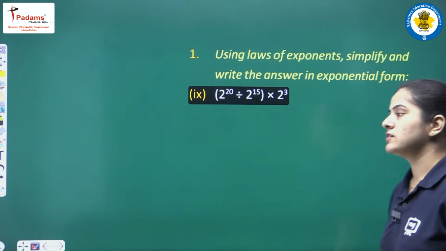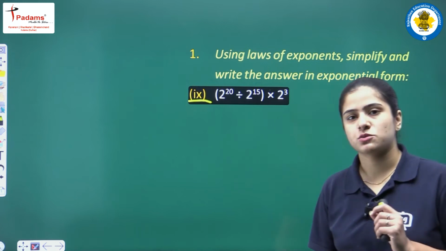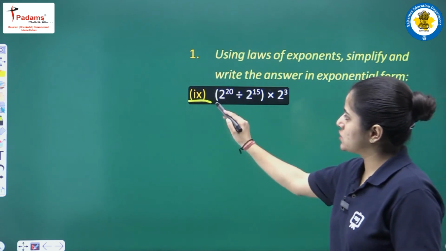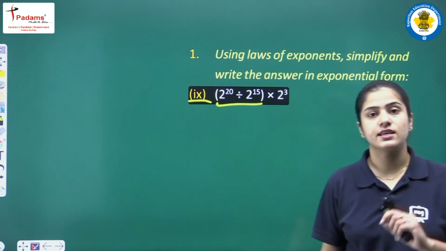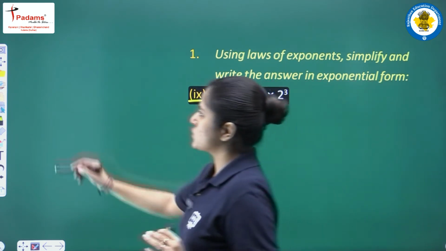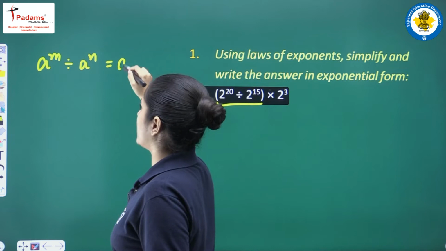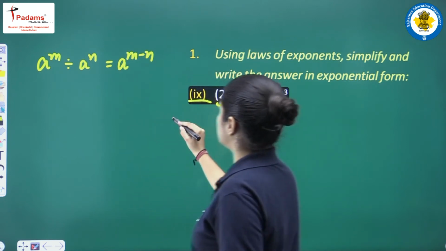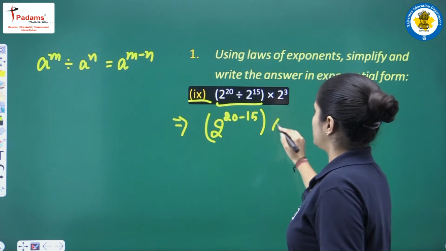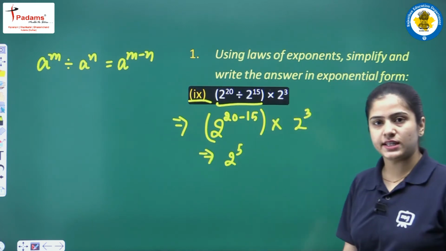Looking at the next question, that is part 9. What is that? 2 raised to power 20 divided by 2 raised to power 15 multiplied by 2 raised to power 3. Now students, in this particular question, firstly we need to solve this thing. When the base is same and division is there, then we usually divide. Okay, what it mean? Then the powers are subtracted, right students? A raised to power m divided by a raised to power n, that is equals to a raised to power m minus n, right students? So 2 raised to power 20 minus 15 into 2 raised to power 3, that is 2 raised to power 5, because 20 minus 15 is 5.